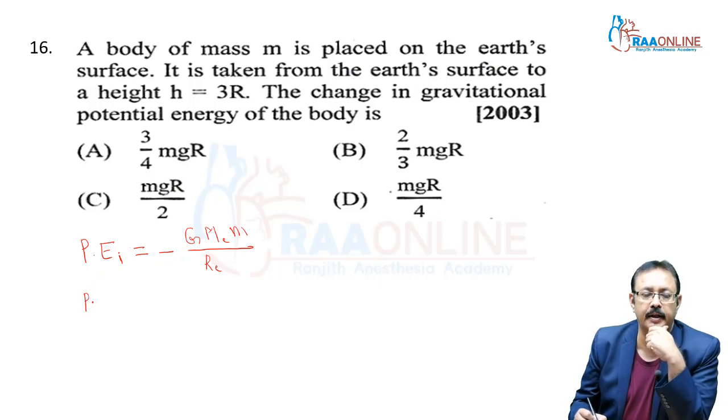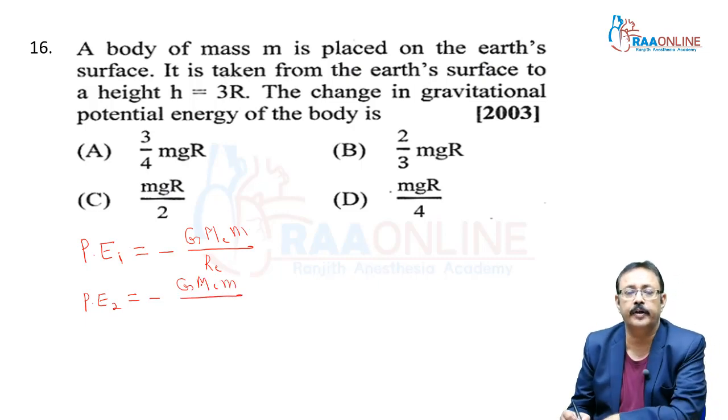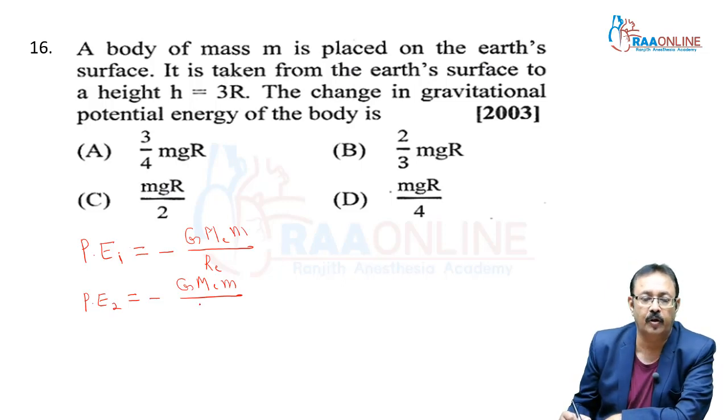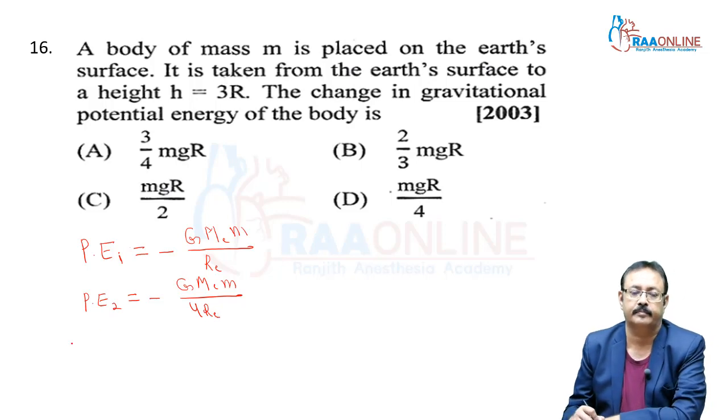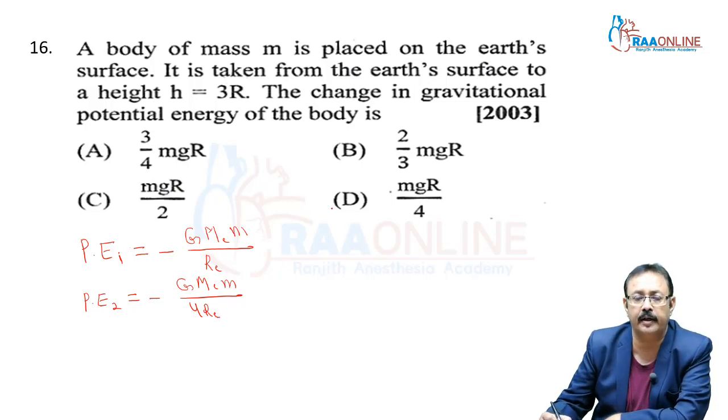Now potential energy is changed because there is a change in distance between object and Earth's center. Mass of Earth same, mass of object same. Now we take it at a height 3r. So now it will become 3r plus r, from Earth's center 4r. So what is the change in potential energy? PE2 minus PE1. It is the change in potential energy.